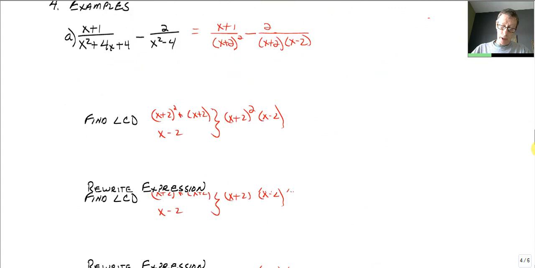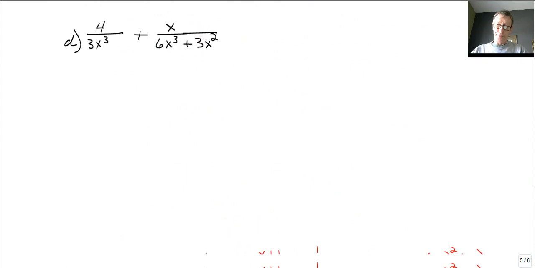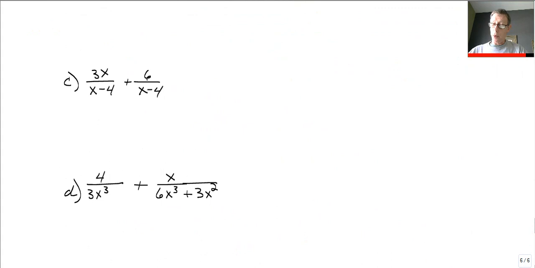And let's see what we got here. And I think that's the same problem I was working on. And so that's adding and subtracting rational polynomials.